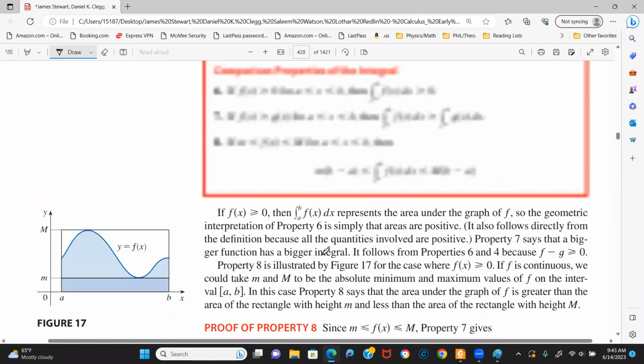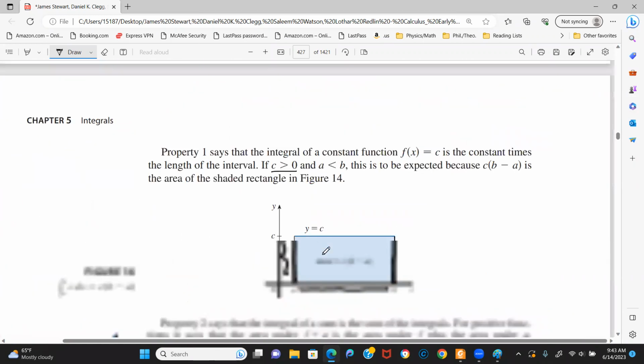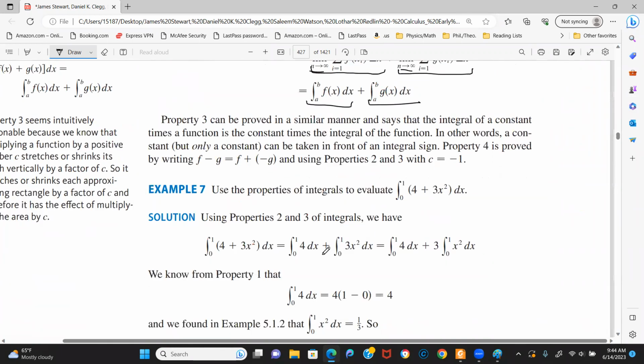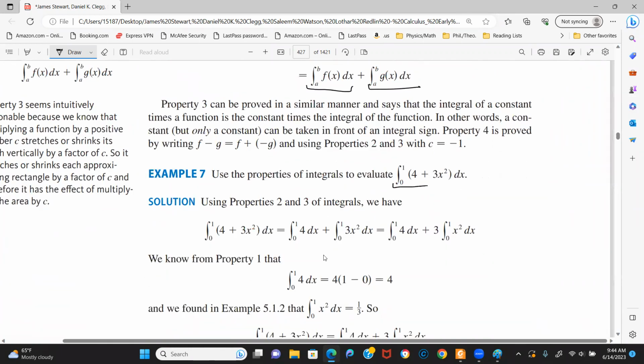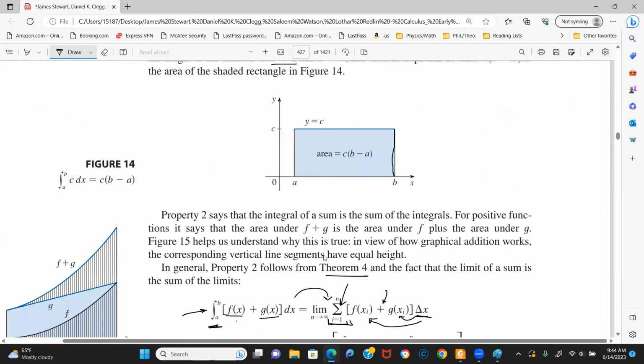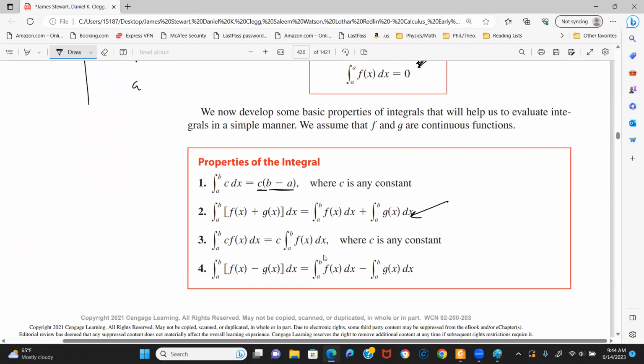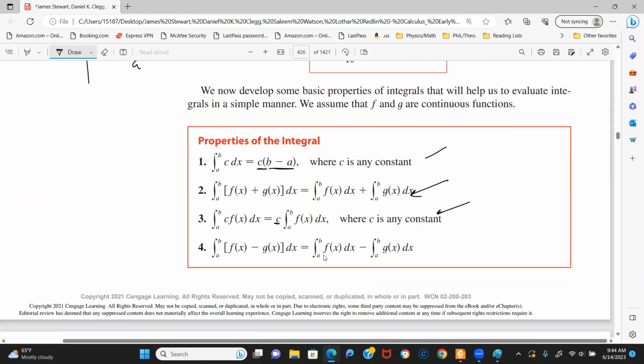All right, so let's do this example right here using these properties. We want to evaluate this integral right here. So what we can do is distribute the integral over this sum right here. So we have the integral of a constant 4 plus this integral of 3x squared. Now this 3 right here, I can factor out of the integral. So I've so far used this property, and now I'm going to use this property where I can factor out a constant.